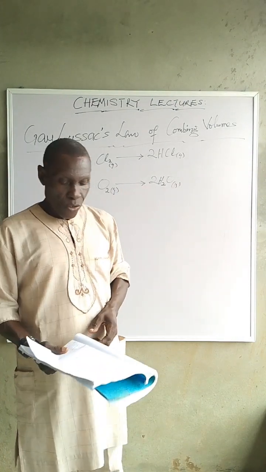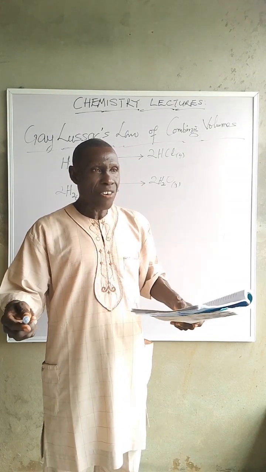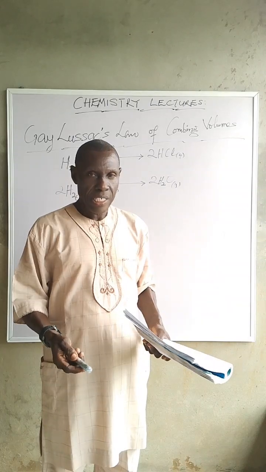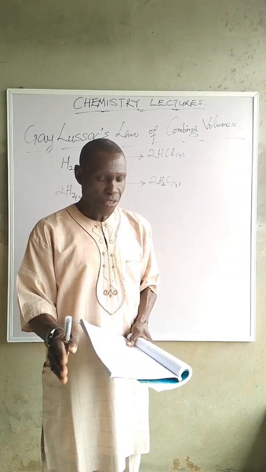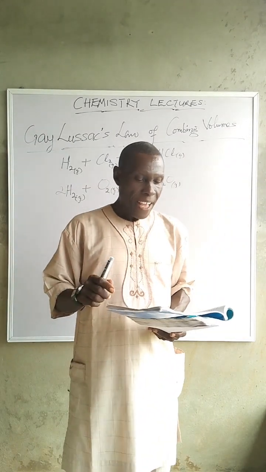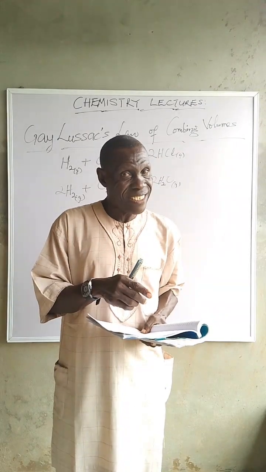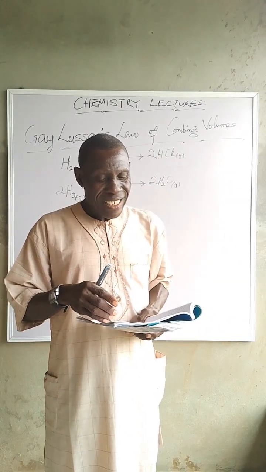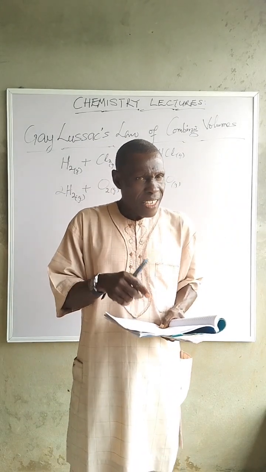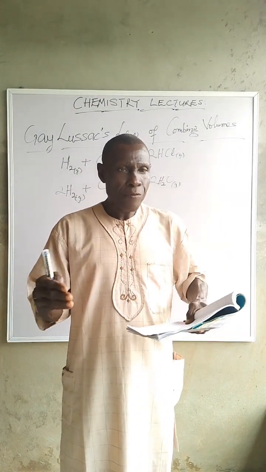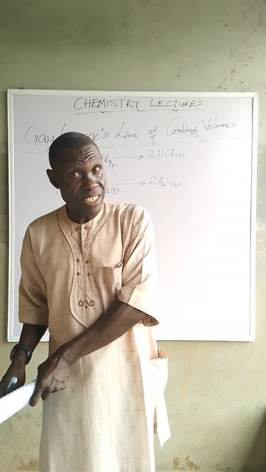It is also saying that when the gases are reacting, they are not reacting with the whole of their volumes. There are portions of each of these gases that are taking part in the reaction. According to Lussac's law, it also says that the total volume of the reacting gases does not have to be equal to the gases produced. It is not compulsory that the volume of the gases reacting must be equal to the volume of the product formed. That's what it's telling us.